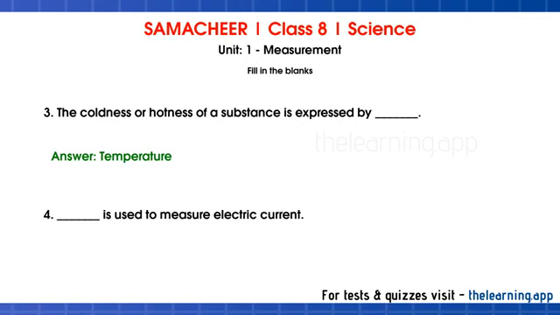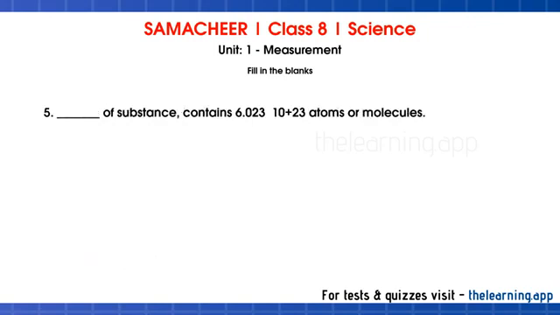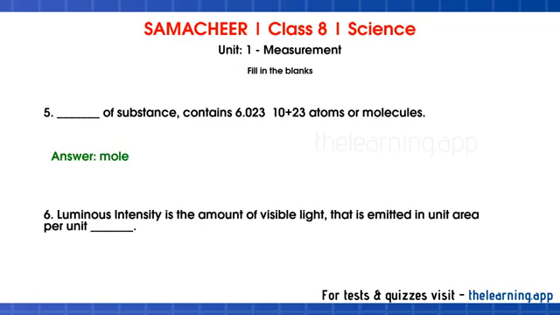Question 4. Dash is used to measure electric current. Correct answer is ammeter. Question 5. Dash of substance contains 6.023 × 10^23 atoms or molecules. Correct answer is mole. Question 6. Luminous intensity is the amount of visible light that is emitted in unit area per unit dash. Correct answer is solid angle.